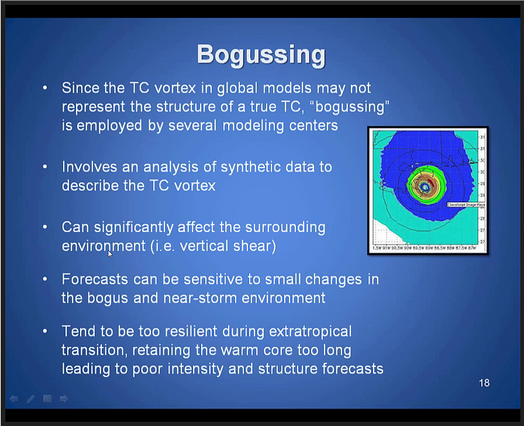It used to be used a lot more in the past, but people are moving away from bogussing because it causes problems too. It's often difficult for the mass field to relate correctly to the surrounding synoptic field when you're inserting a bogus vortex. And also, when you insert this, you're going to be removing some real component from the atmosphere, and so you may affect the vertical shear, for example. And we've also seen that storm models that have bogus vortices in them tend to be a little too resilient to vertical shear as well as the extratropical transition.